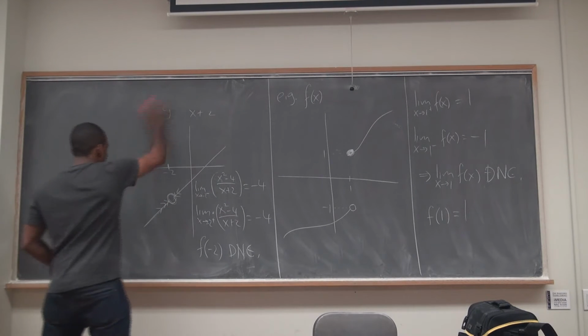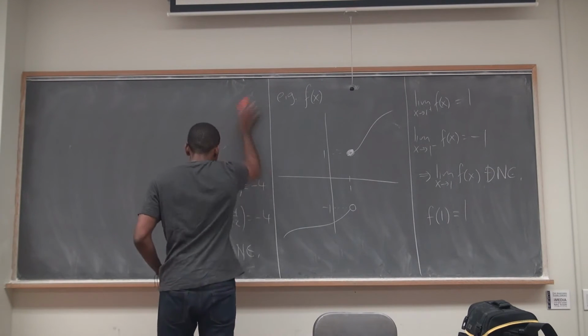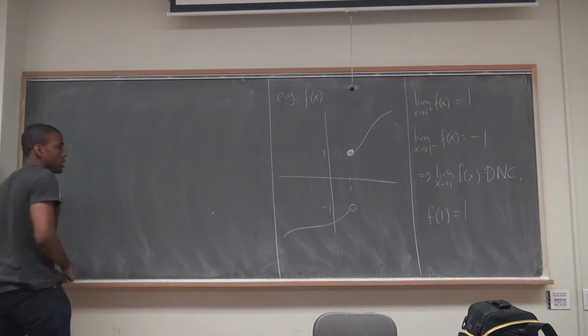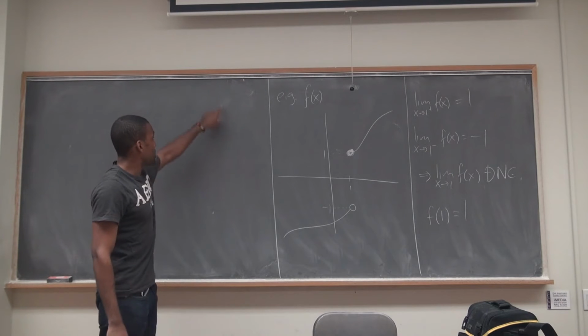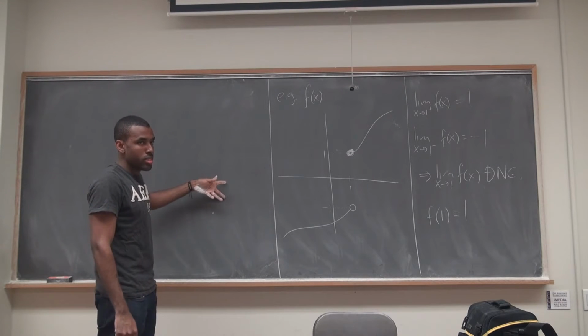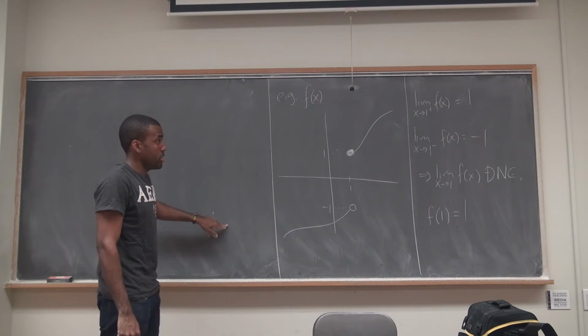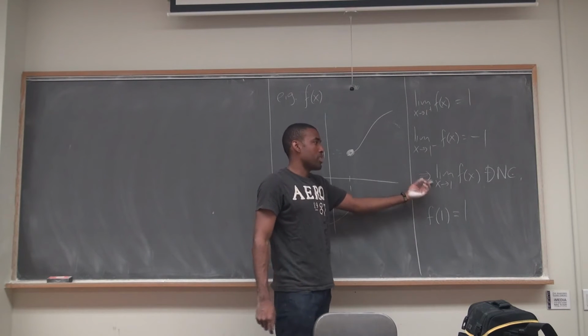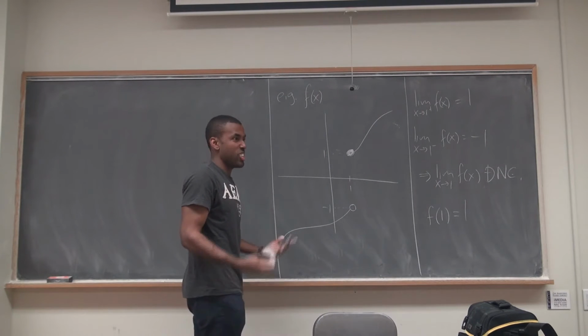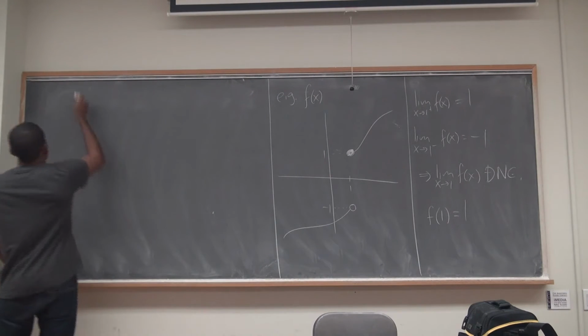So a lot of things can go wrong. There's another instance where I need to lift my pencil off the page to be able to draw a graph. So in the first case with this x squared minus 4 over x plus 2, the limit existed, but the function wasn't defined. Here, the function is defined, but the limit doesn't exist. It turns out you can have both of these things working, and you still not be continuous.